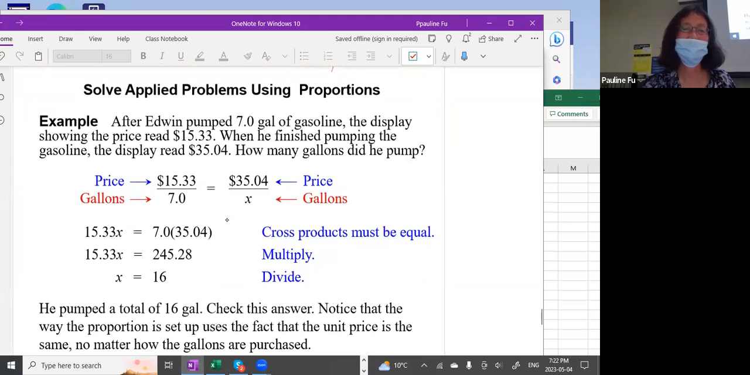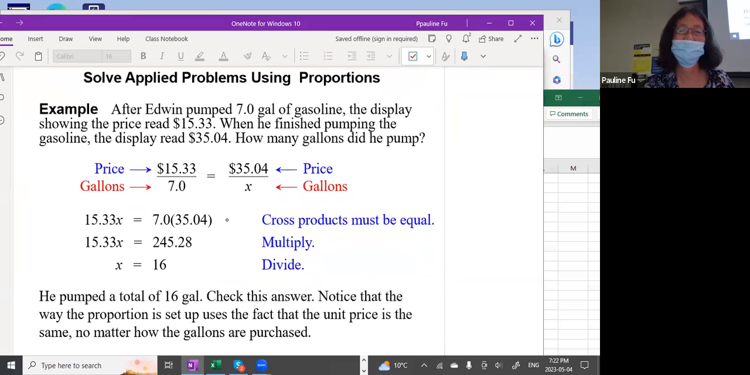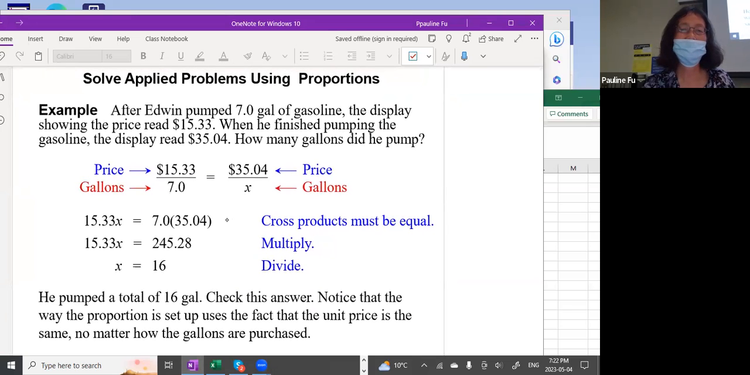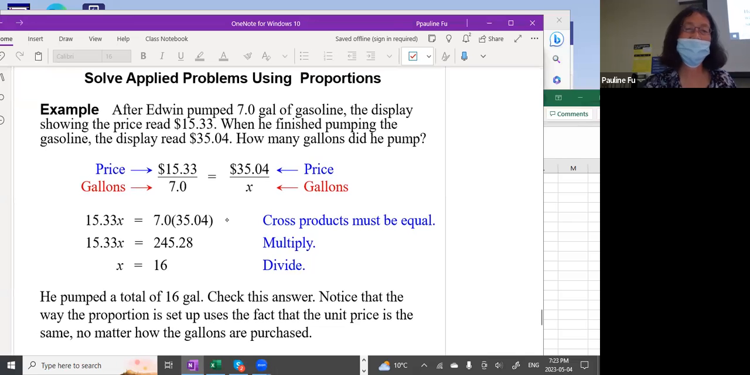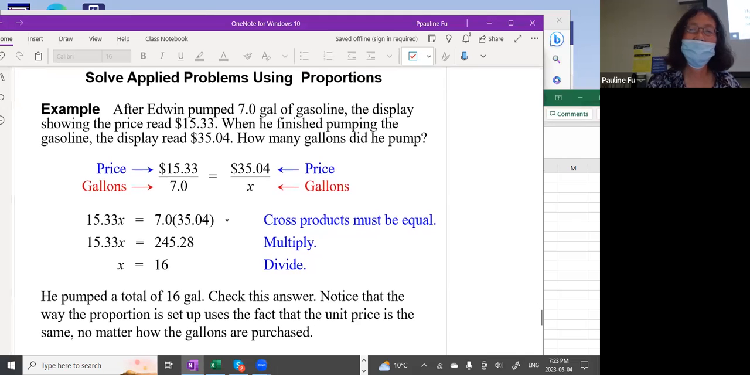Okay, application problems. After Edwin pumped 7 gallons of gasoline, the display shows the price is $15.33. When he finished pumping the gasoline, the display read $35.04. How many gallons did he pump?